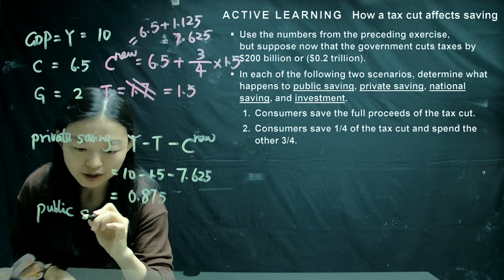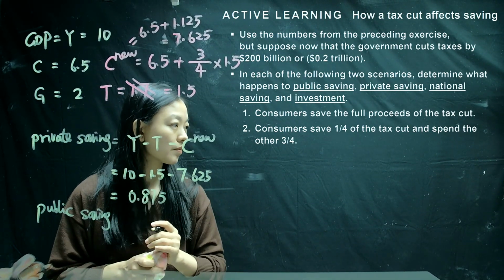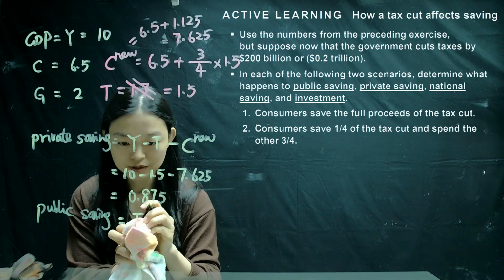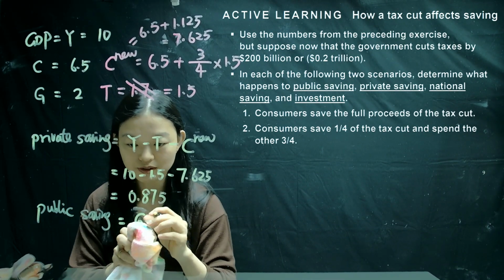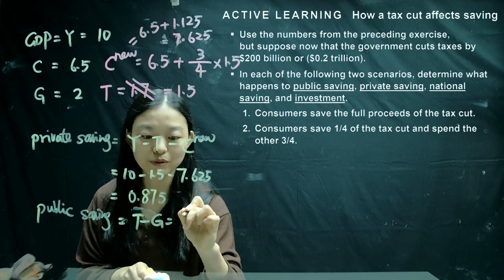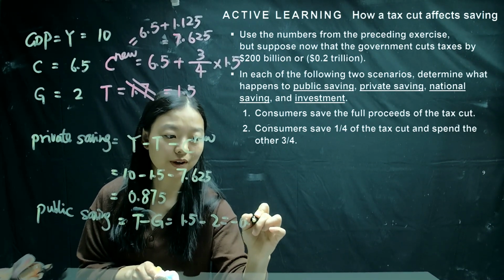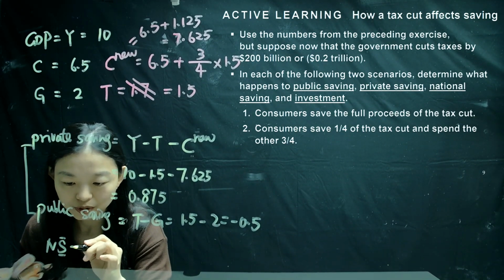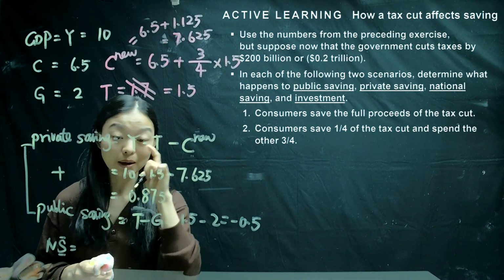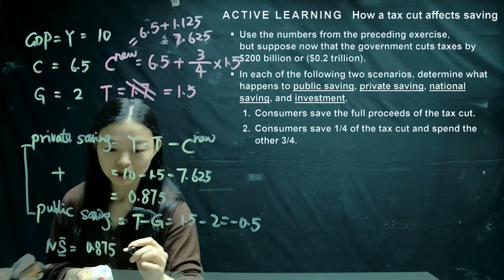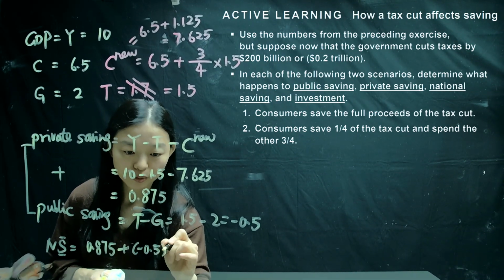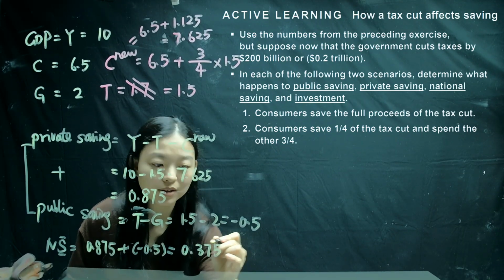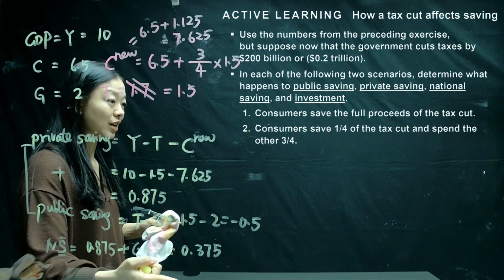Now let's look at the public saving. Public saving will still be the same, okay? So public saving will be tax subtract government spending, which will be 1.5 subtract 2, still negative 0.5, right? Okay, now let's look at the national saving. The national saving now will equal the summation of private saving and public saving, right? So we use 0.875 plus negative 0.5, which will be 0.375. Okay, so this will be the new national saving.